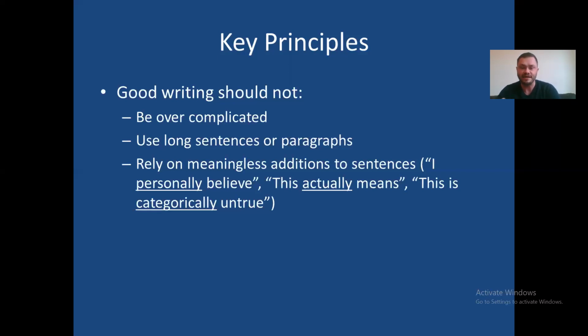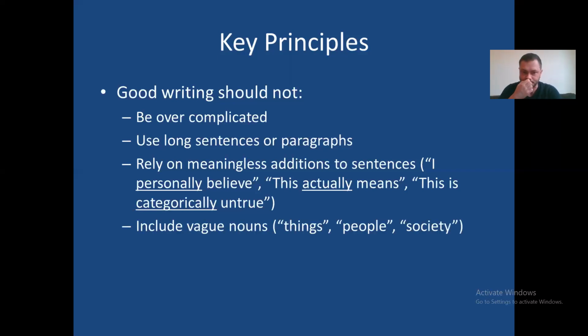"This actually means", actually is a meaningless word. It means absolutely nothing whatsoever. Your writing can be more concise and efficient just by saying "this means" instead of "this actually means." And another example of this is "categorically untrue." You don't need the categorically. You can just say "this is untrue," and it's much more convincing and much more punchy doing it that way. So good writing should not rely on meaningless additions to sentences.